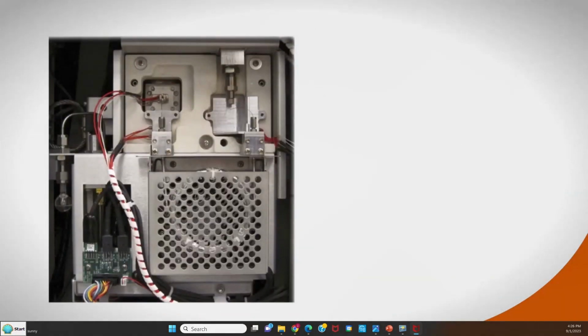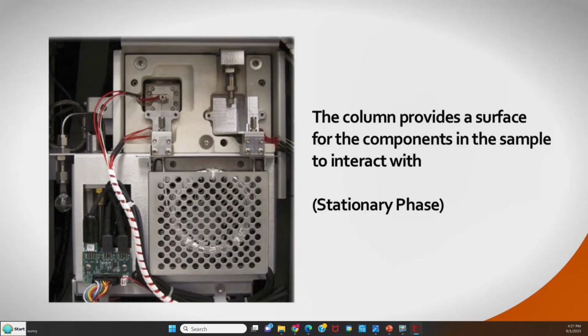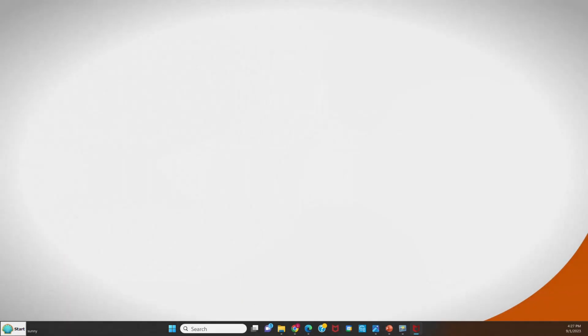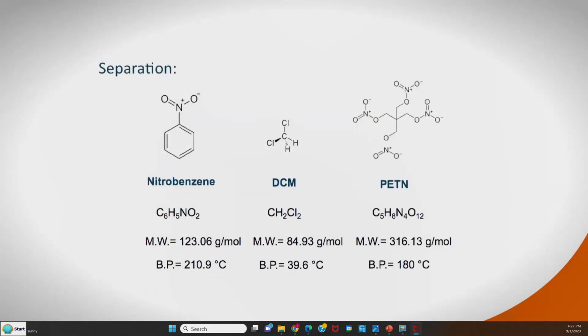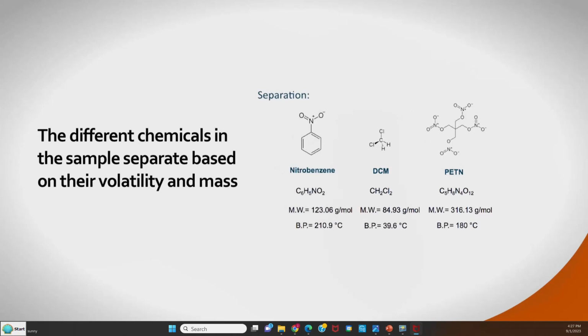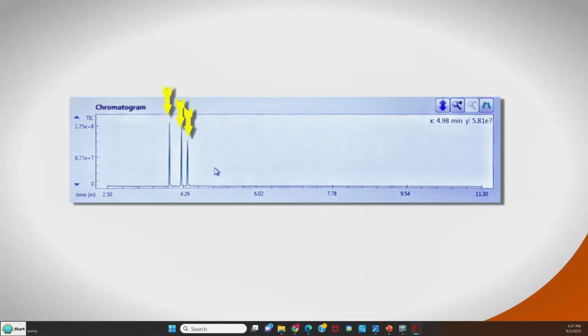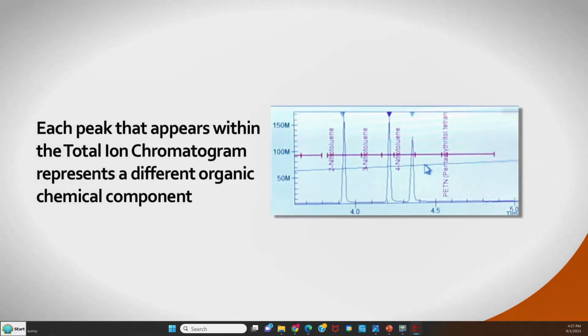This column provides a surface for the components in the sample to interact with. This is called the stationary phase, and it allows the components to slow down, allowing for separation to occur. The different chemicals in the sample separate based on their volatility and mass. Each peak that appears within the total ion chromatogram represents a different organic chemical component.